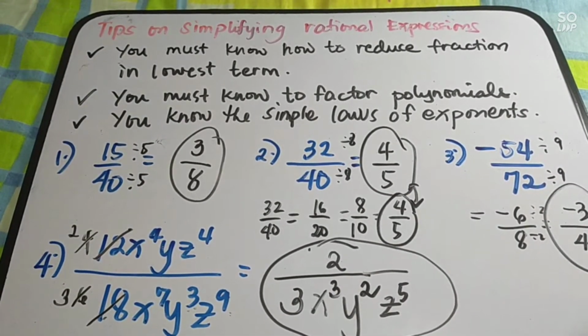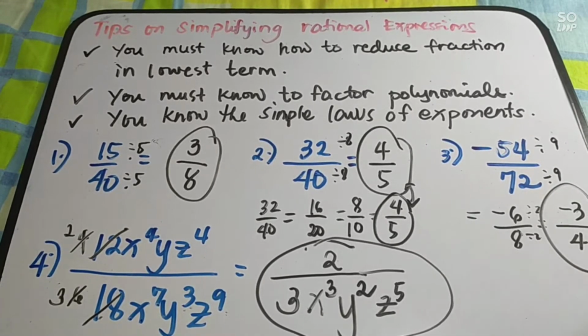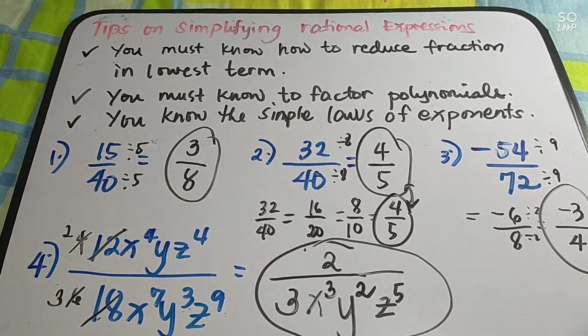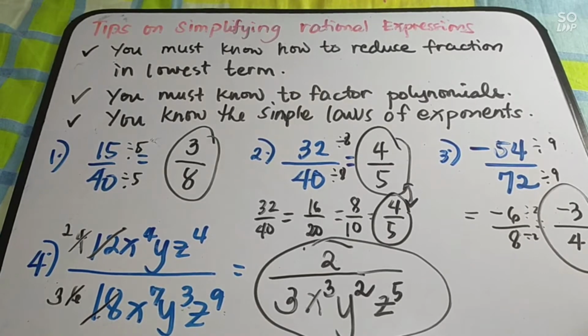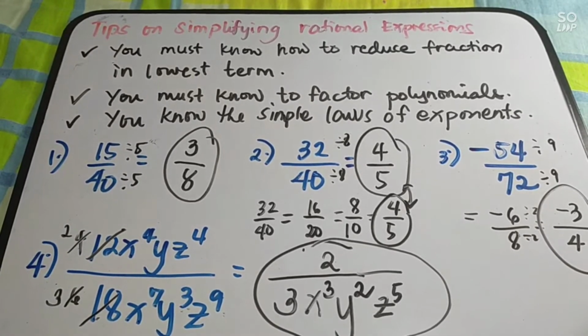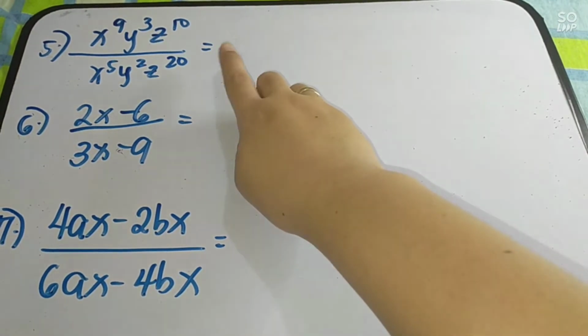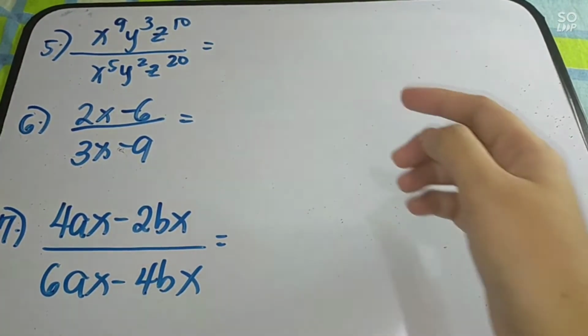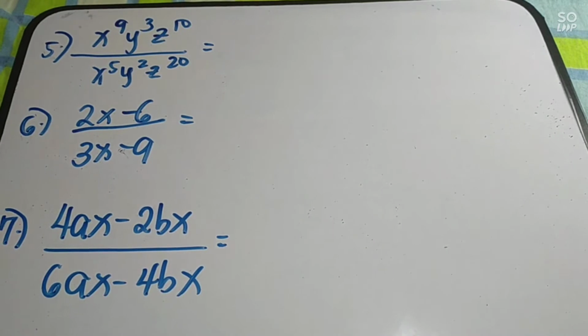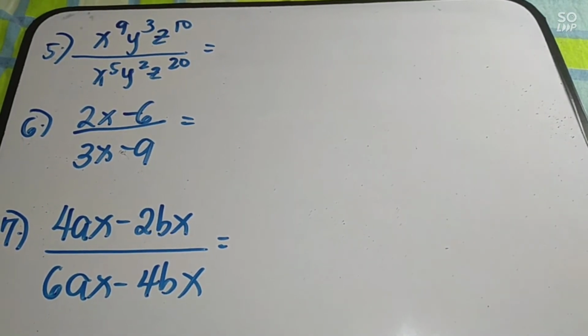Is it clear? So, that is how you are going to simplify simplifying of rational expressions. Let us have more examples. Number 5, we have here x raised to 9, y cubed, z raised to 10, over x raised to 5, y squared, z raised to 20. So, simple quotient rule lang ulit tayo.